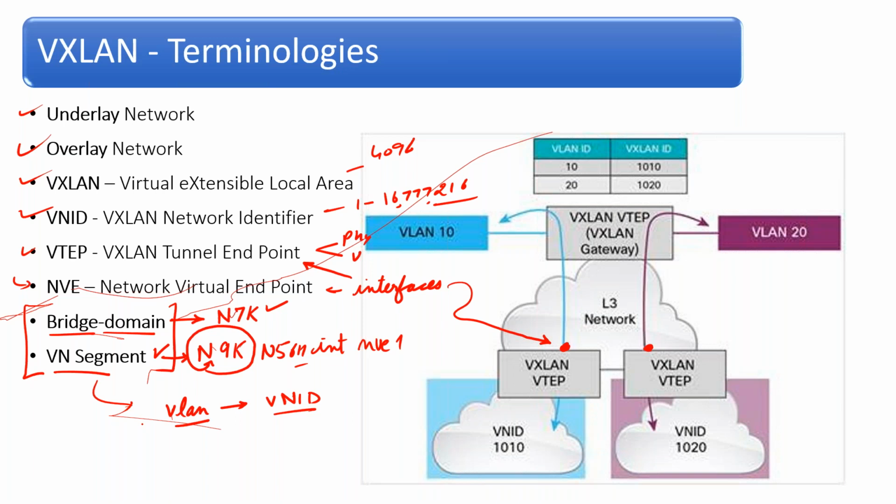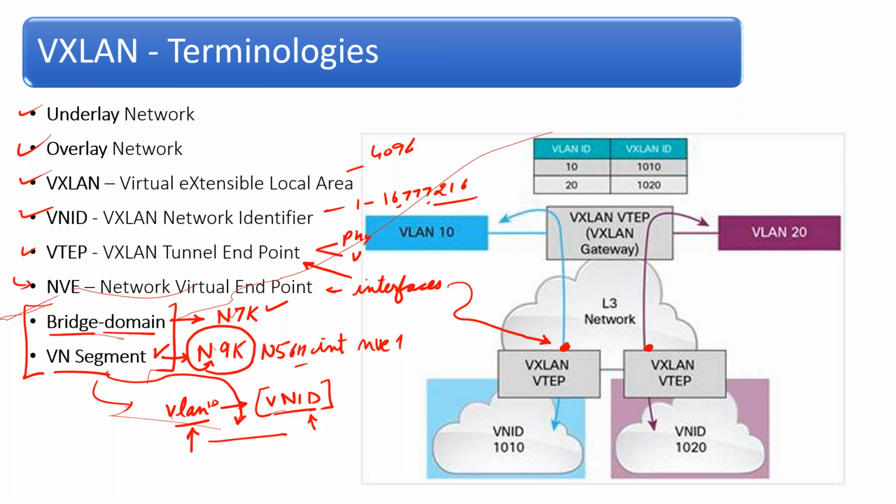Ashish, you are saying that VN segment is the VNID? No, it is the segment where VLAN IDs are mapped to VNID. VNID is a number. VLAN is a number. The segment where they are mapped is known as VN segment. You will better understand this when we do the configuration, because VN segment has its own identifier.